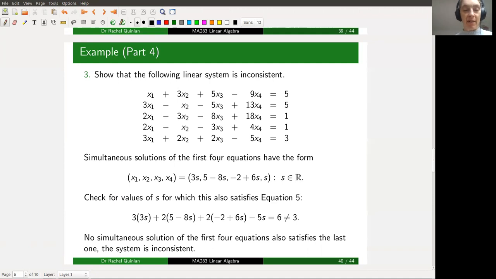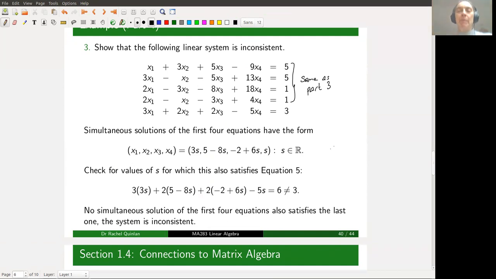Here's another version of the same setup, except this time the question is to show that the system is inconsistent. So the first 4 equations are the same as last time, and the same also as part 2, I think. Certainly the same as part 3. The fifth one looks much the same, but turns out to be not quite the same. So same story. From the previous versions, we know that the simultaneous solutions of the first 4 equations have this form for a parameter s.